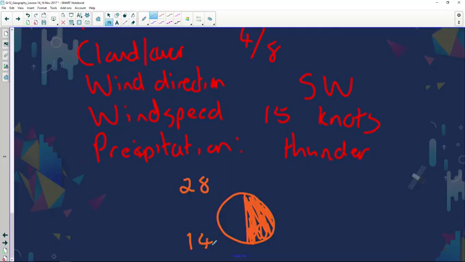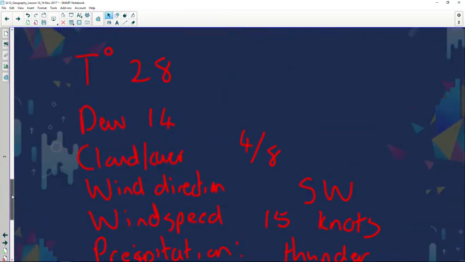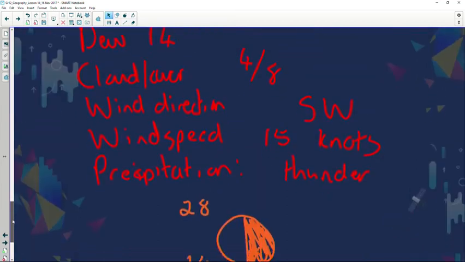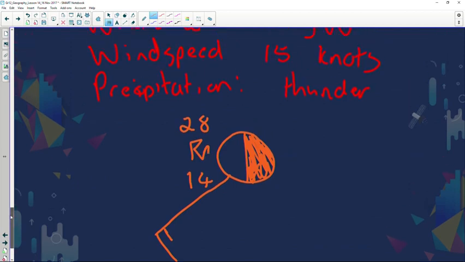Around this weather station model is a lot of other information regarding the weather that the place experiences. Our dew point temperature is 14. Just want to extend my page quickly. The wind direction is southwest. Wind speed is 15 knots, and activity of thunderstorm looks like that. So that will be the same question, just when you had to go and draw the weather station model.